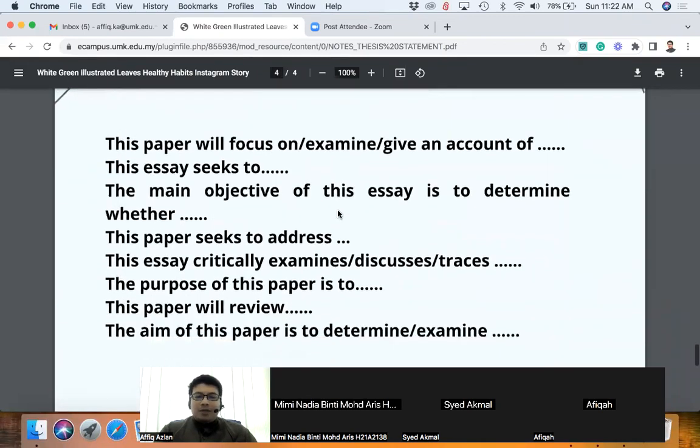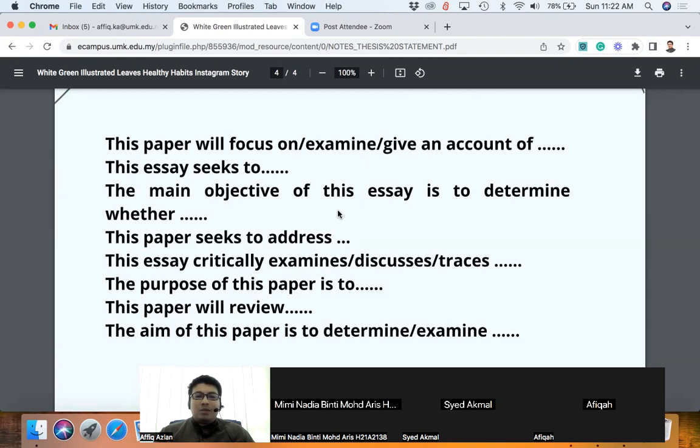So what kind of sentences do we use in a thesis statement? Normally we will say, this paper will focus on the side effects of vaccination. This paper will examine the impact of online learning on students. This paper will give an account of something. This essay seeks to understand whether or not vaccination is safe for the population.